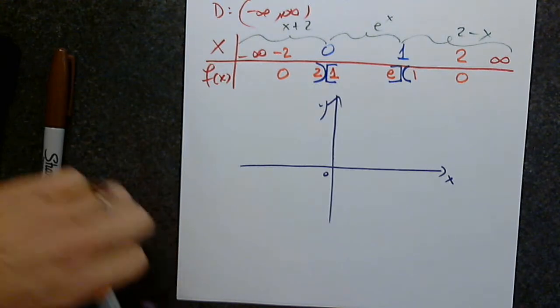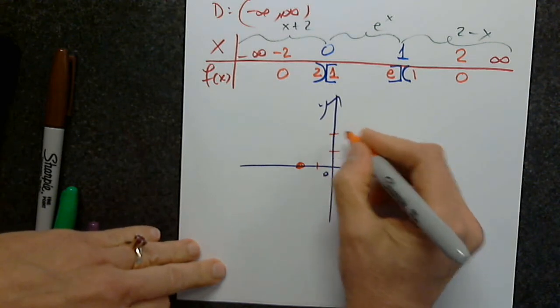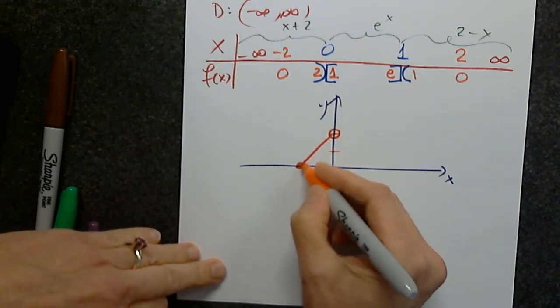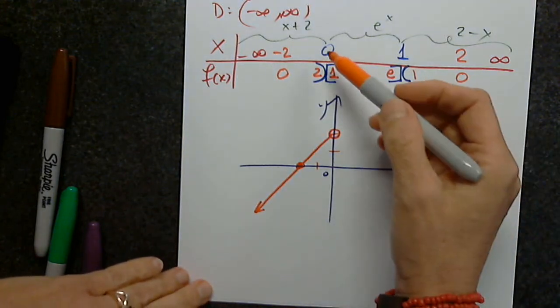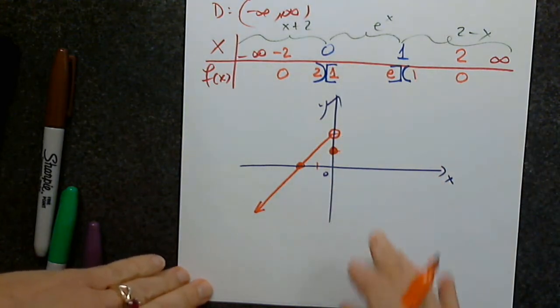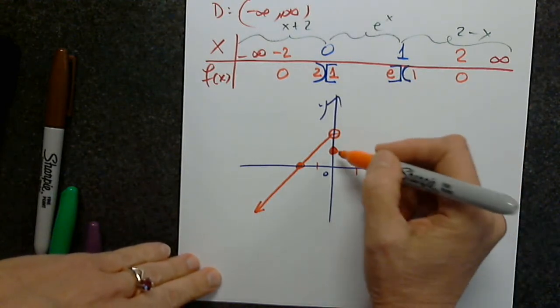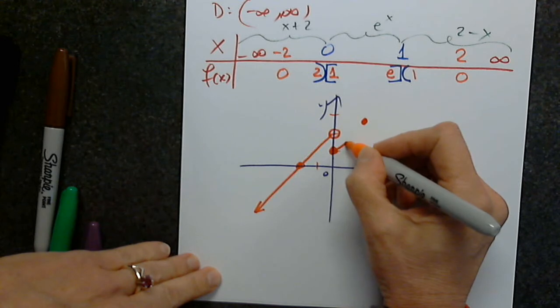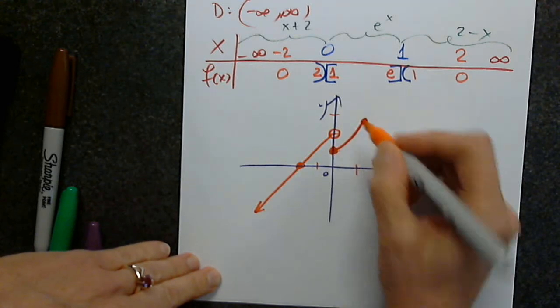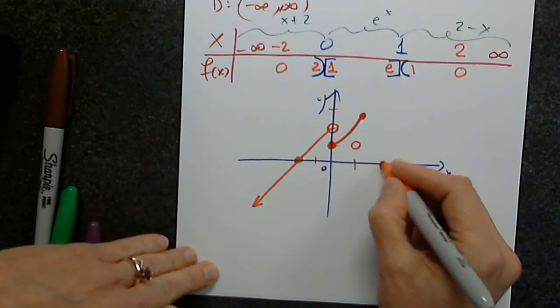So from left to right, the first ordered pair is negative 2, 0. The next one is 0, 2. And this is a straight line. 0 comma 1. 1 comma e. e is roughly 3, less than 3. So 1, 2, 3. So I'm going to say somewhere here. And this is the graph of e to the x. Then 1 comma 1 and 2 comma 0.